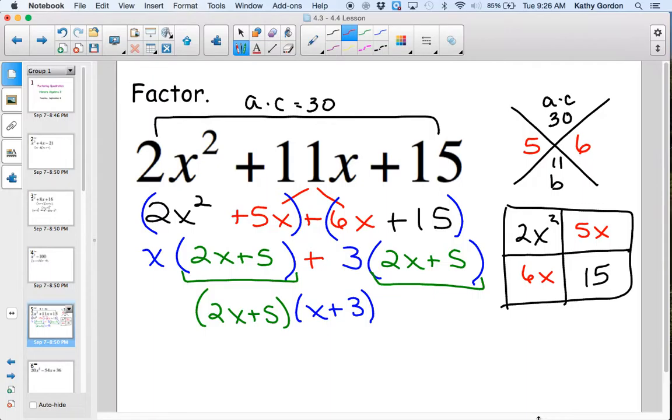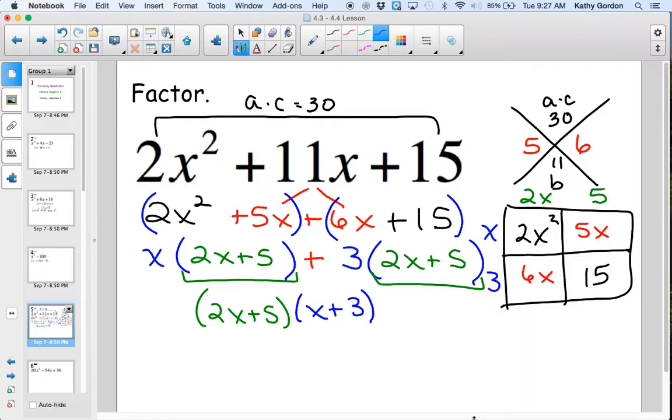We're going to factor things out. So if I take a look at this first column, what can I factor out of a 2x squared and a 6x? A 2x. Okay? 5x and 15. What can I factor out of both of those? A 5. Then I go with the rows. 2x squared and 5x. What can I factor out of those two? An x. 6x and 5x. What can I factor out of those two?